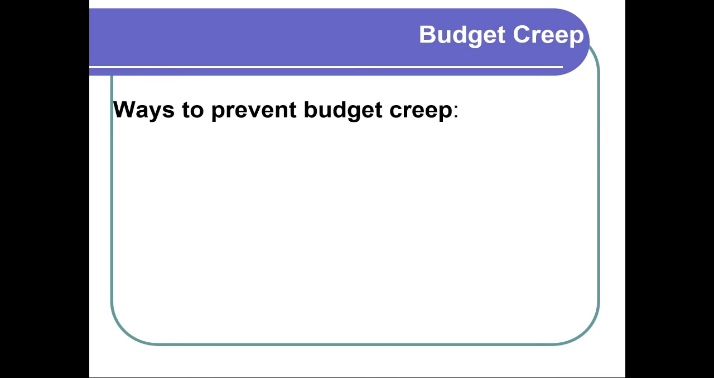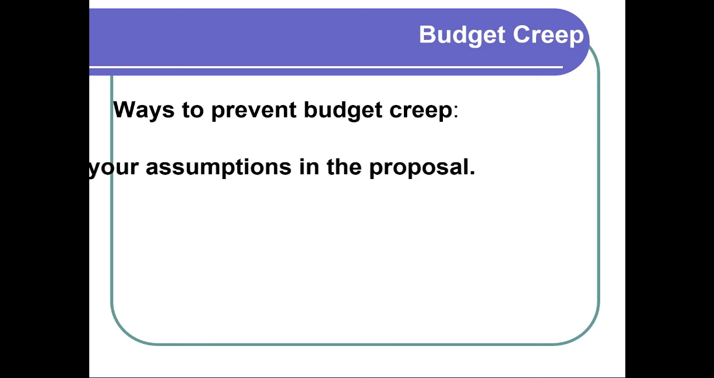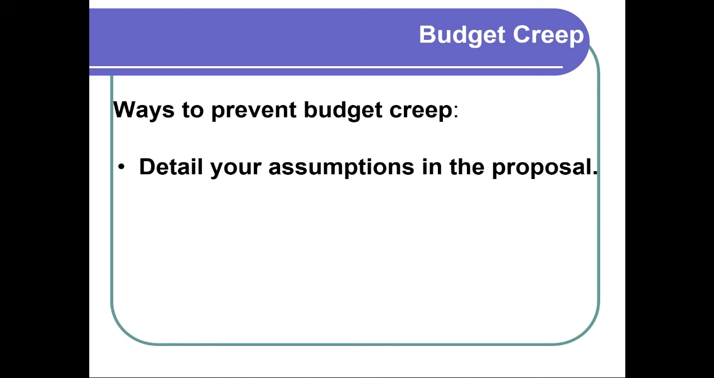So how do you prevent budget creep? Well, one is that you detail your assumptions in the proposal. So you say, look, we're assuming that you're using version X of this product. Because you could run into backwards compatibility, forward compatibility. So you want to make sure everybody's on the same page in terms of that information.